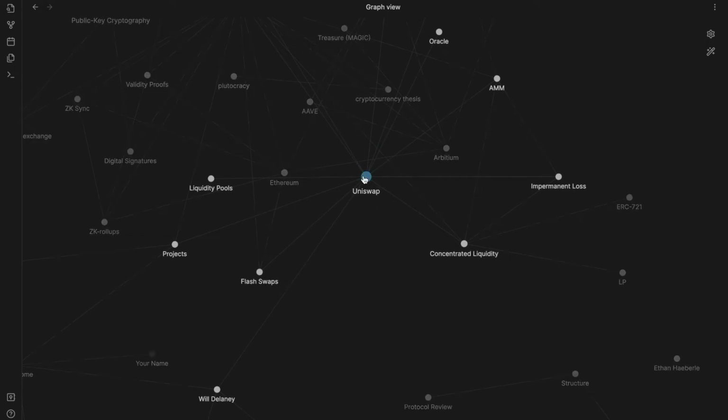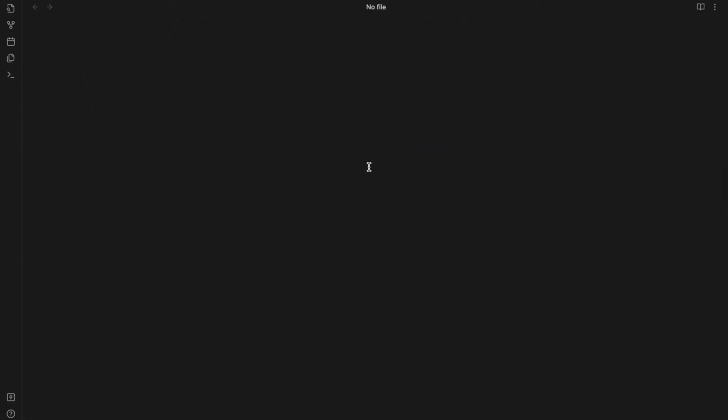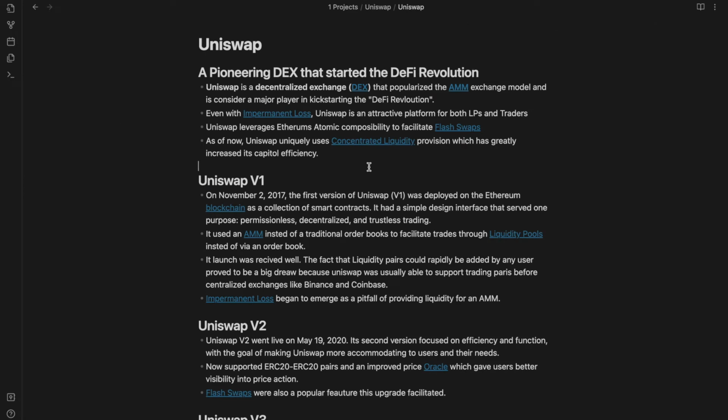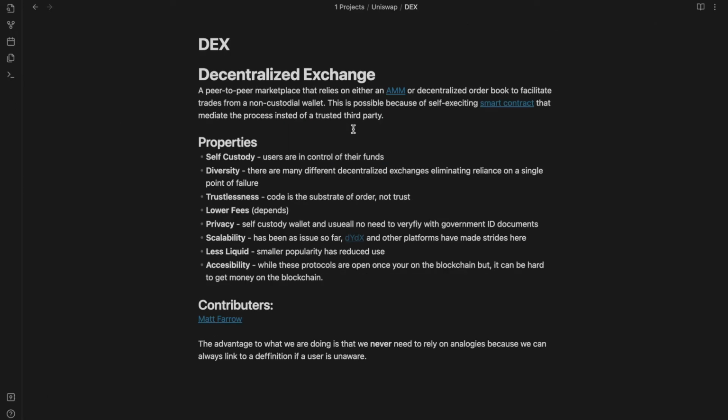Today we're going to be taking a look at Uniswap. So what is Uniswap? Uniswap is a decentralized exchange that uses an AMM model. So what is a decentralized exchange? A decentralized exchange is essentially a peer-to-peer marketplace that replaces the traditional order book model. With a decentralized exchange, you can trade and swap between assets, but entirely on the blockchain.